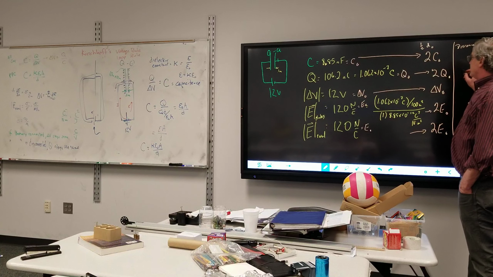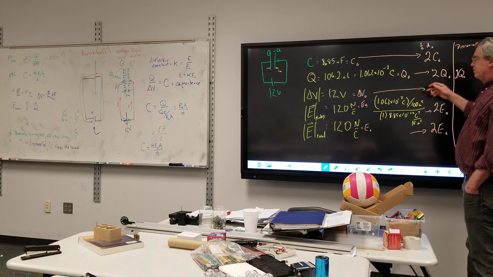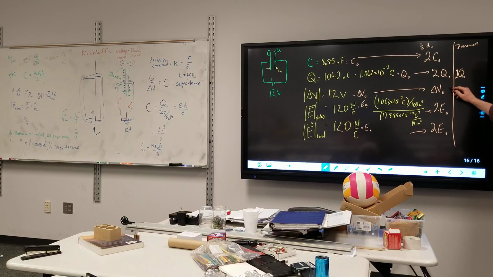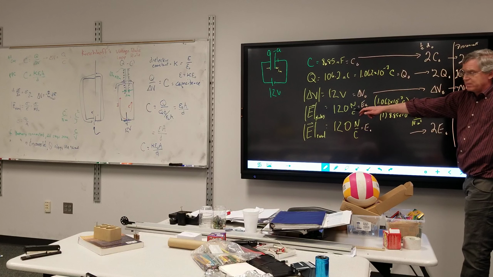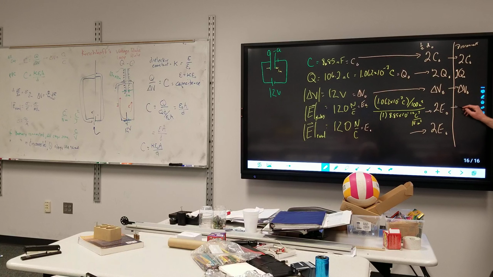So disconnecting it does not change the charge, so it's still 2 Q sub naught because it was doubled before. My capacitance doesn't change, so that's still 2 C sub 0. My voltage doesn't change. What about my electric fields? They're dependent on the voltage, so I guess they'd stay the same as well. This was dependent upon the voltage, that's dependent upon the charge, but they'll both stay. All right, so disconnecting the battery doesn't do anything.